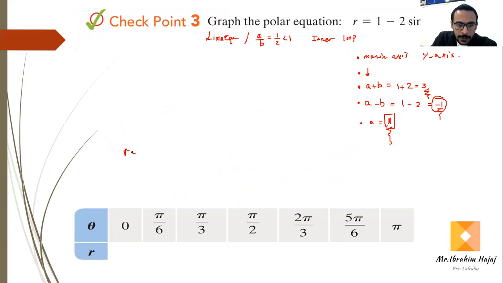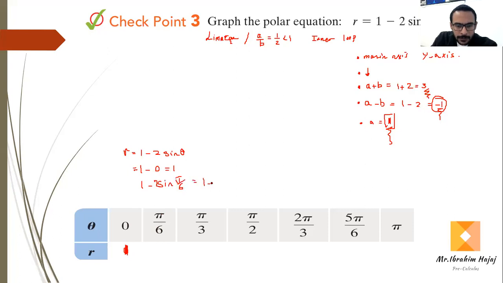We have this equation r equals 1 minus 2 sine theta. I'm going to use 0 and all multiples of pi over 6. So if we substitute 0 for theta, 1 minus 2 sine 0. Sine 0 is 0, right? So it's 0 and 1, because 1 minus 0 gives 1.